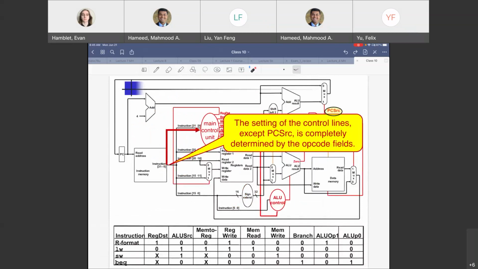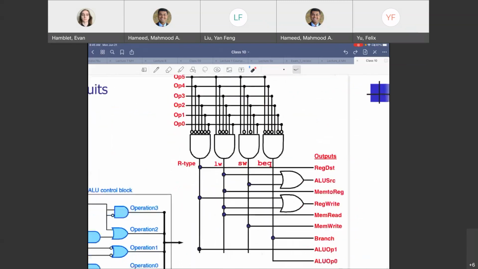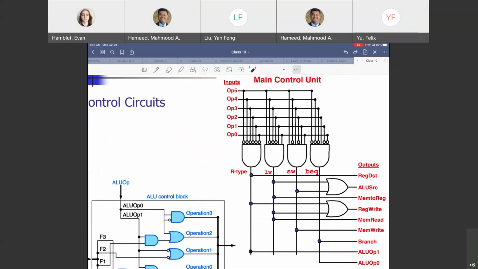So for example, load word, I need to do a memory read. Store word, I need to do a memory write. For all the others, I don't need to do memory read or memory write. Once you have this, we can start talking about that combinational circuit that we need to create. So here is sort of the answer here, right? So let's talk about this main control unit first, then we can talk about the ALU control.